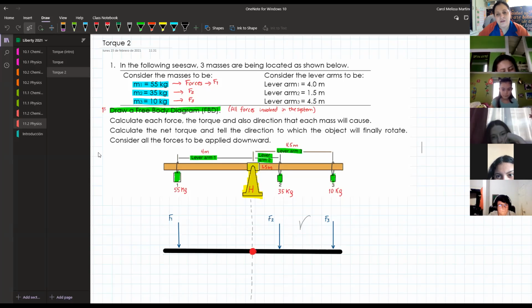Now that you have all the forces placed, you have to put in the lever arms. My first lever arm goes from the first force to my hinge, like that. I'm just going to place it in the right way.